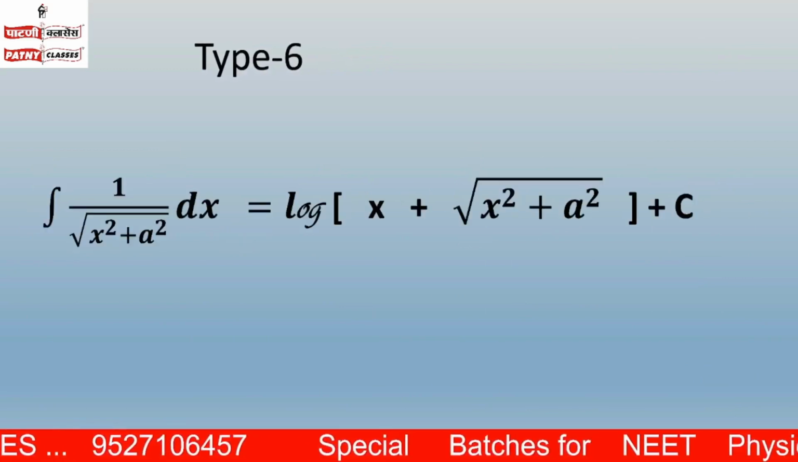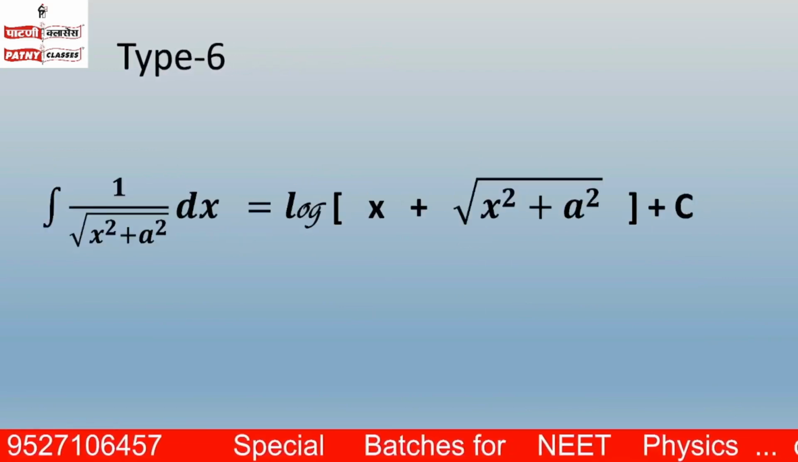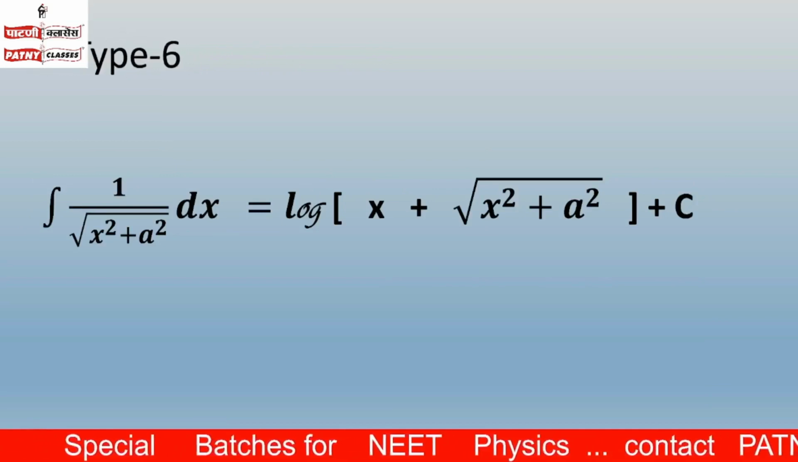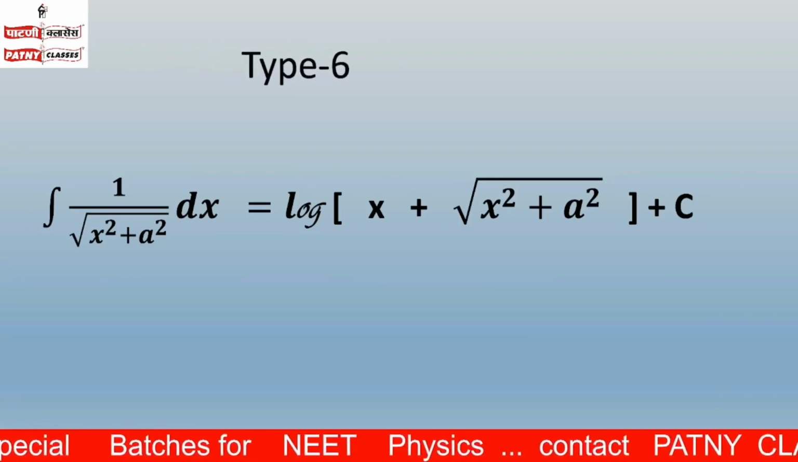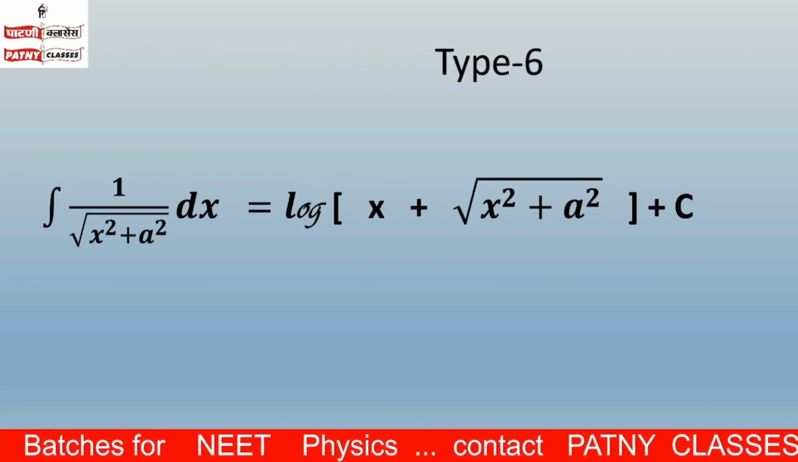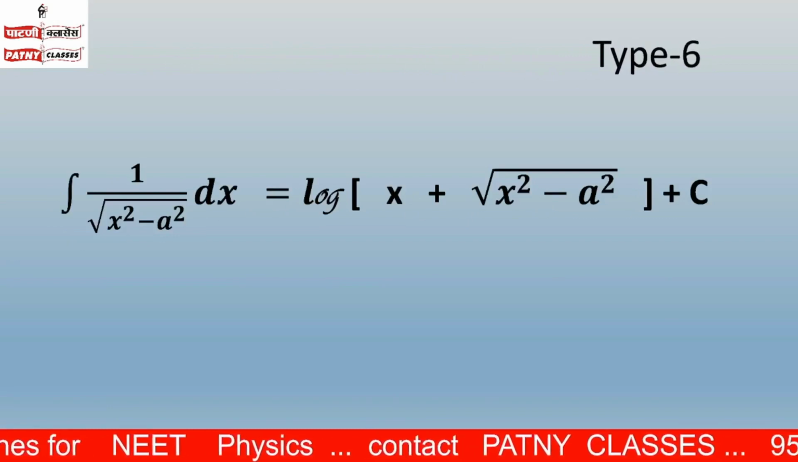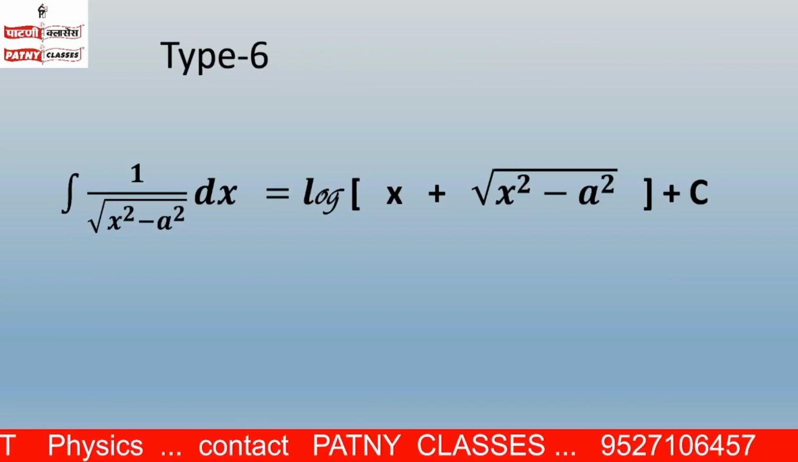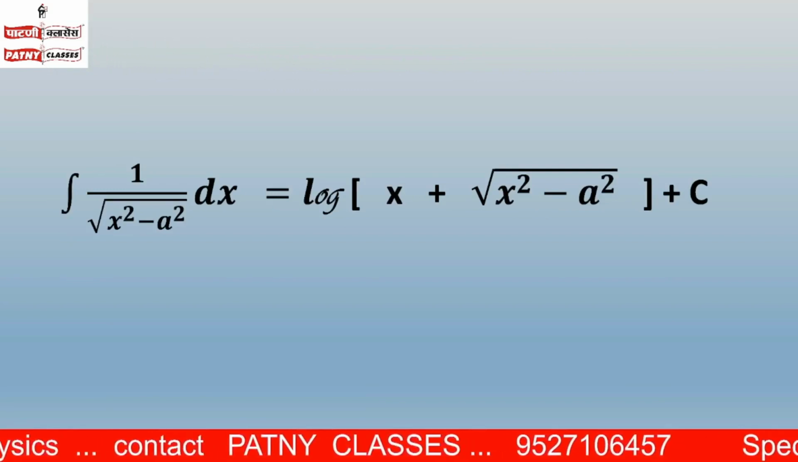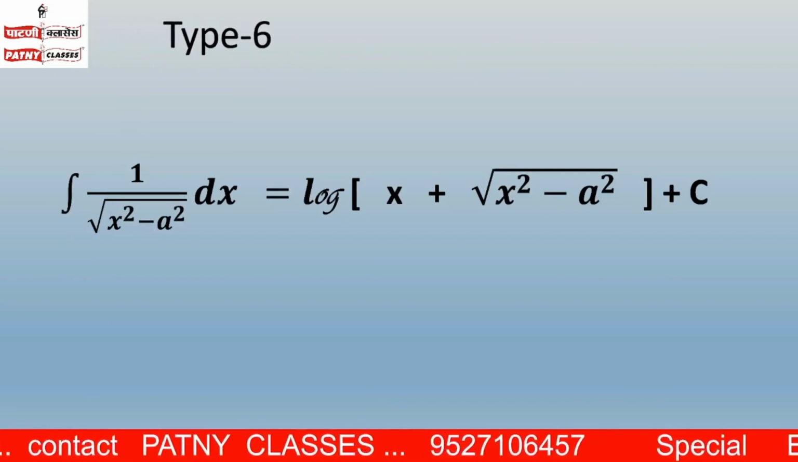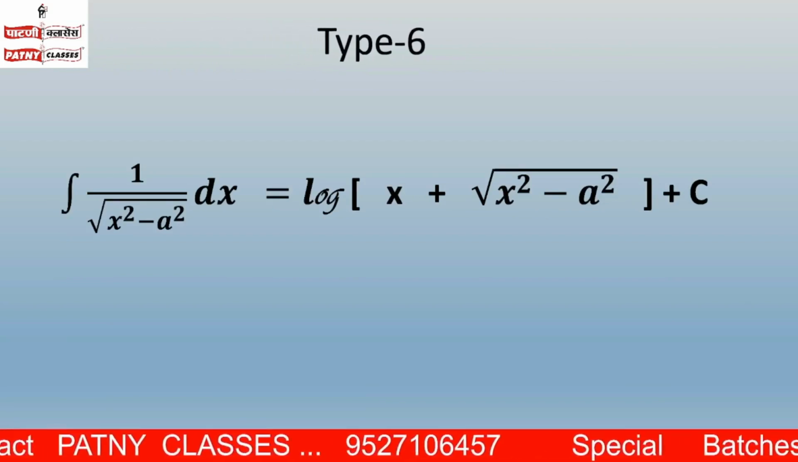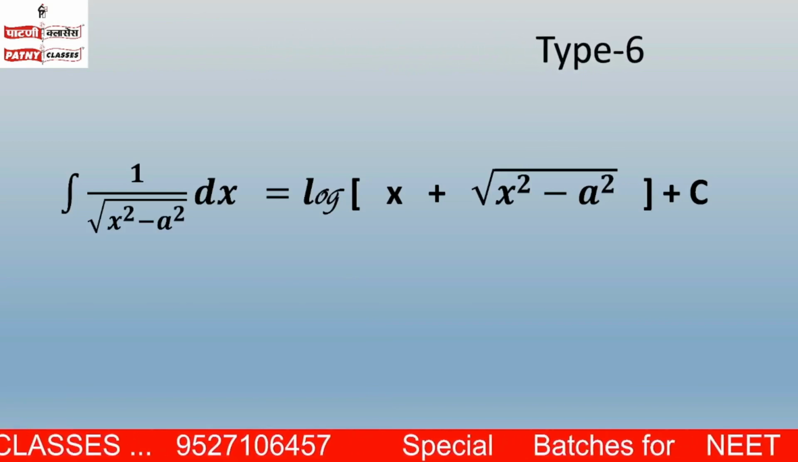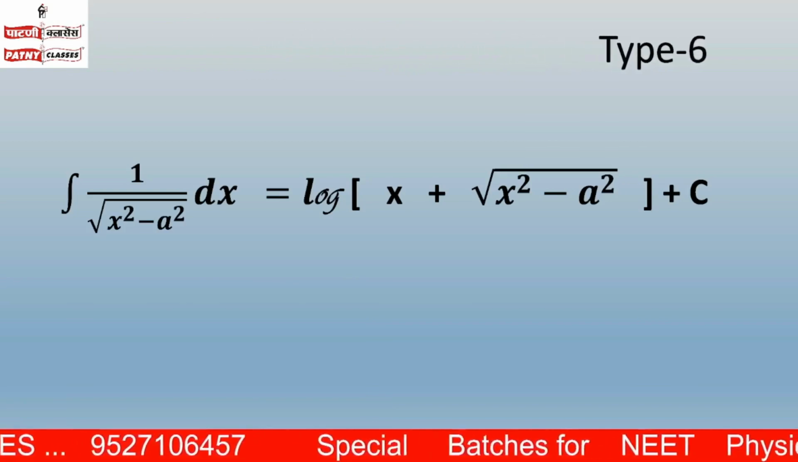The third formula I am going to deal with is integration of 1 upon under root of x square plus a square with respect to x equals log of x plus under root of x square plus a square, plus c. And the last formula I shall be dealing with in type 6 is integration of 1 upon under root of x square minus a square with respect to x equals log of x plus under root of x square minus a square, plus c. So let us start doing the problems of type 6.